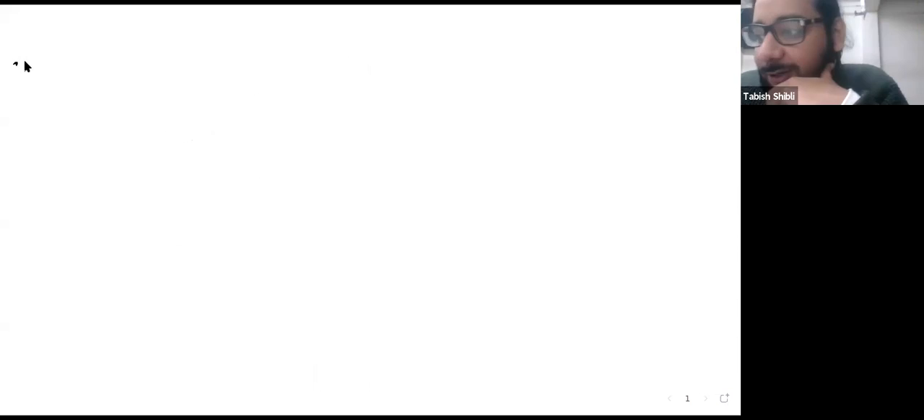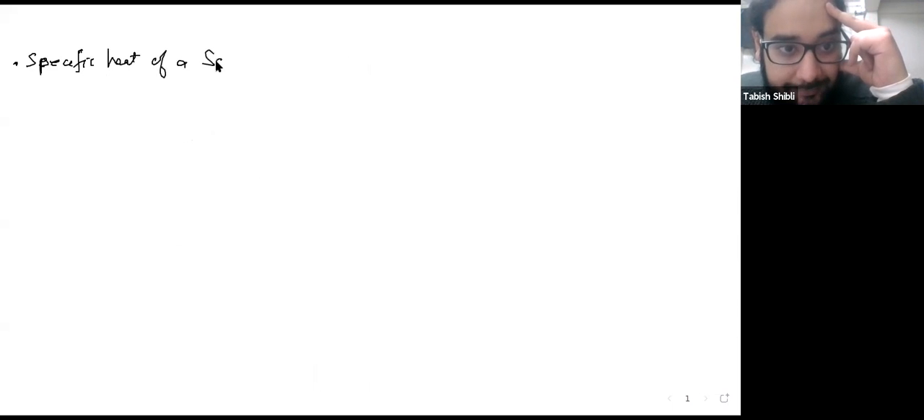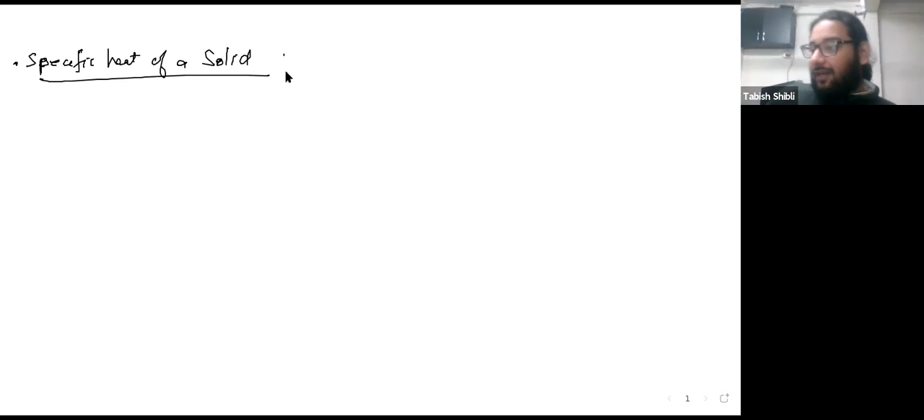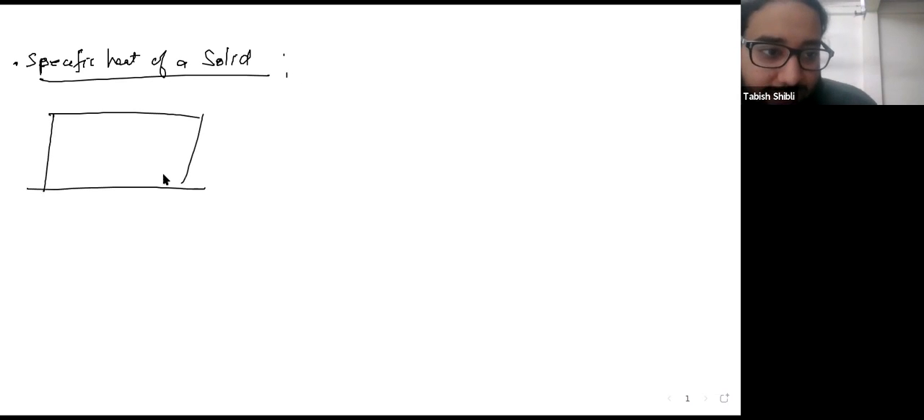Let's try to figure out, from all the information we know so far, can we figure out the specific heat of a solid, like a solid in general. Let's think about a solid in general. So what does a solid look like? Well, a solid looks like a bunch of well arranged atoms.